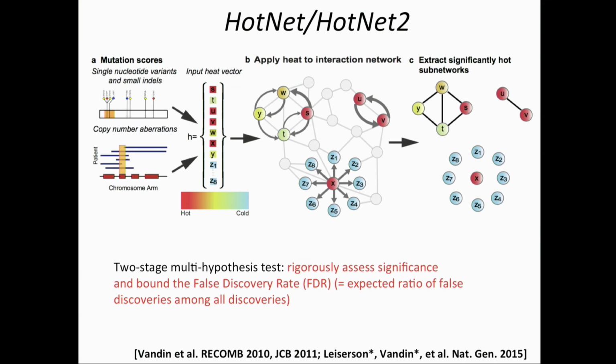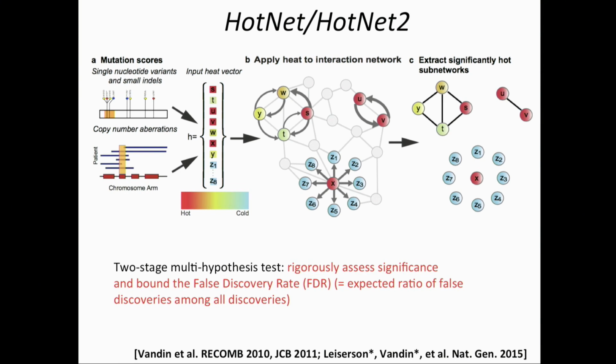After removing these edges, we are left with connected components of the new graph that will correspond to our candidate significantly hot subnetworks, or the significant subnetworks mutated in a significant number of patients. Arrived at this step, we then have designed a two-stage multiple hypothesis test to rigorously assess the false discovery rate of what we observe. For the ones that do not know what the false discovery rate is, it is the expected ratio of false discoveries among all the discoveries. So we have a way to bound the expected number of false discoveries in what we are going to report with our algorithm.